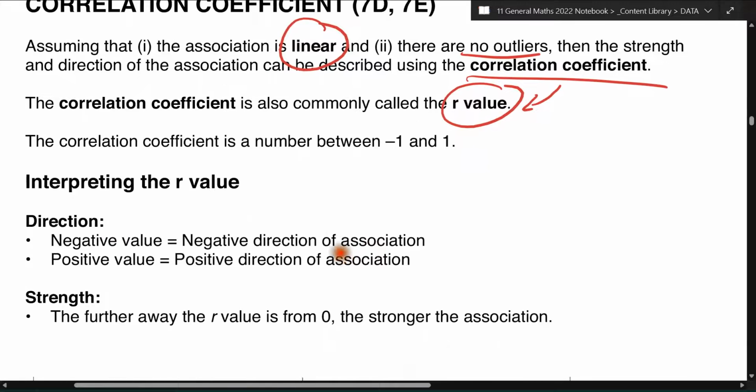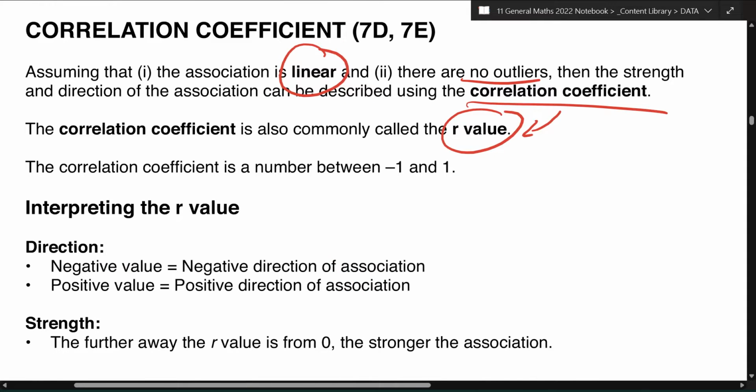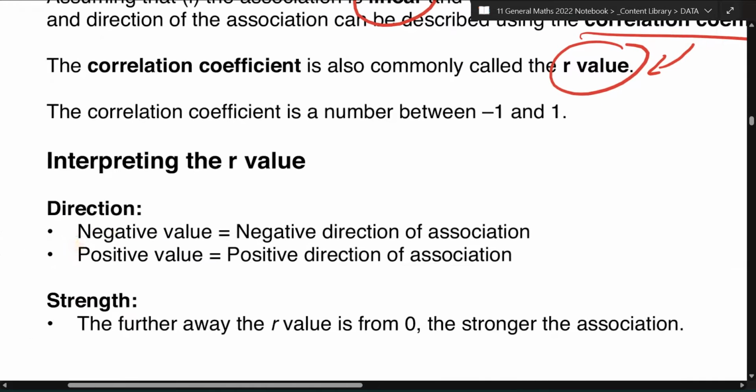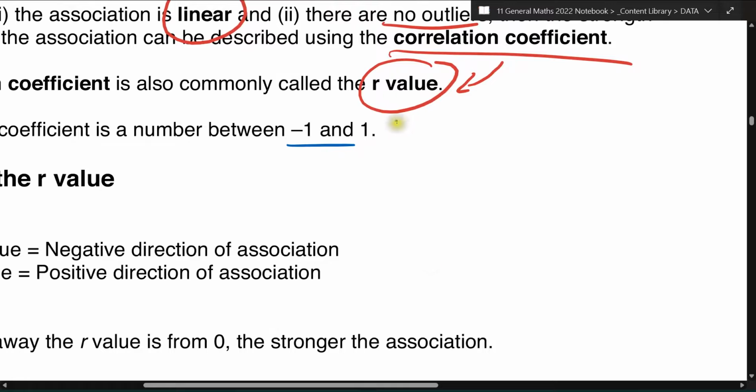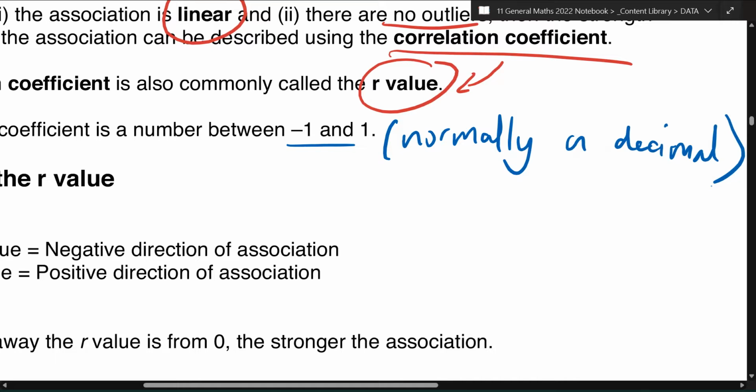Now, the R value, like I said, is that number that will tell you if something is strong, moderate, weak, positive, negative, linear, non-linear, or has outliers or not. The correlation coefficient, that R value, can only ever be a number between -1 and 1. So just remember that. It's a number between -1 and 1, and it's normally a decimal. You'll never really get a perfect correlation coefficient of 1 or -1. It's always going to be a decimal. So I'll put that here. Normally some sort of decimal number.